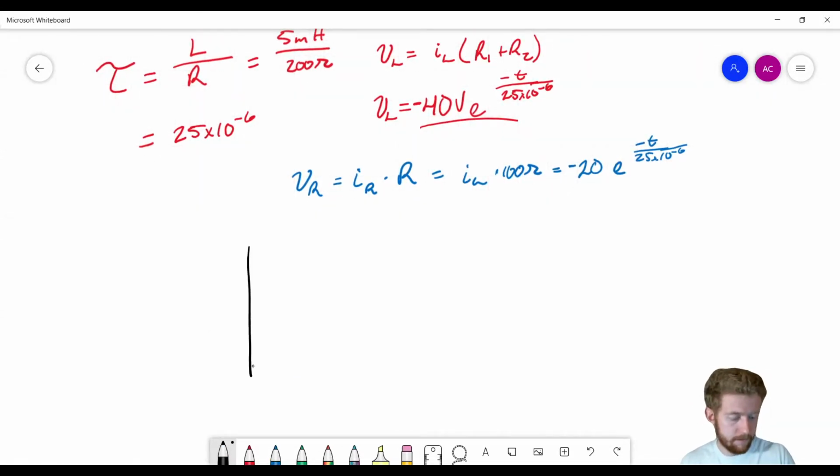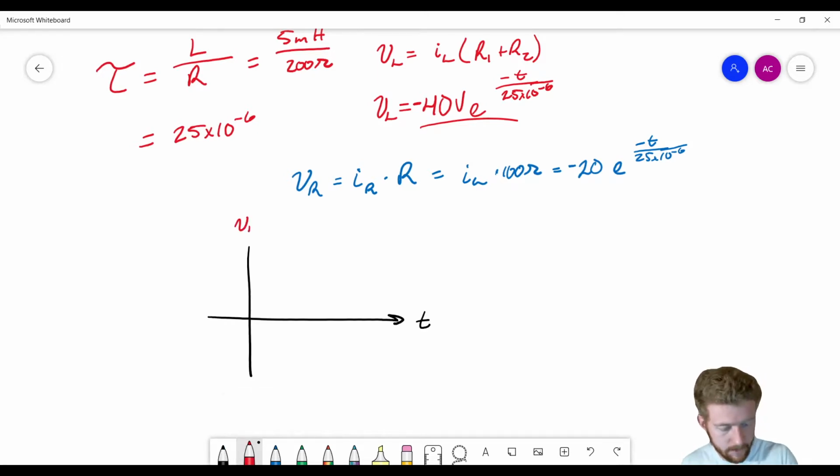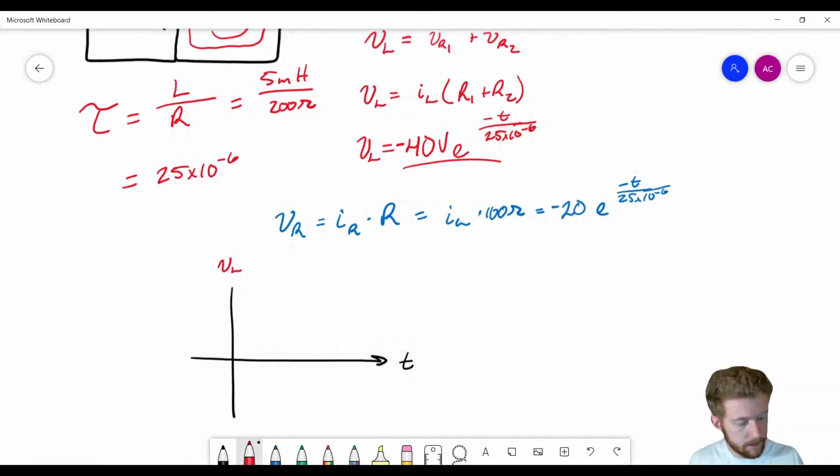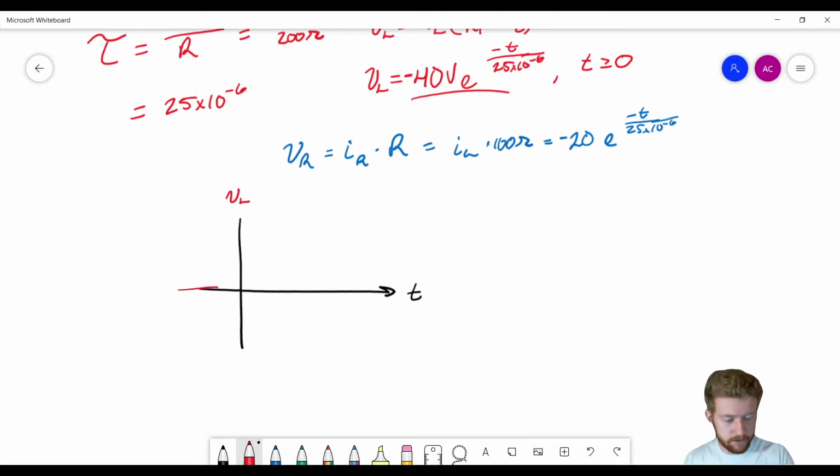So if we graph voltage for the inductor, so this is T, and I'm graphing VL. VL up here, remember this is negative 40 for T greater than or equal to 0. Before that, the voltage across the inductor was just 0. Okay, and then it dropped to a negative value. And as time went on, it started approaching 0. So as time went on, it approached 0 volts.